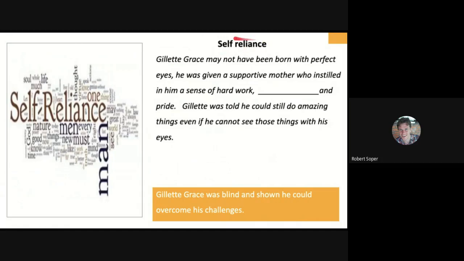Is there an adjective form of self-reliance? Yes, there is. It's called self-reliant. So we get rid of that CE and we replace it with a T. Self-reliant. So I am a self-reliant man because I have self-reliance. That would be it as a noun. Is there a verb form of self-reliance? No, there's not. You cannot self-reliant something or self-reliance something.